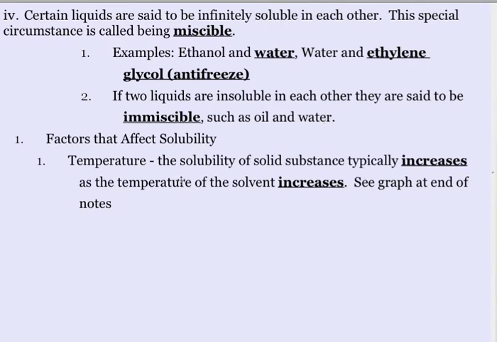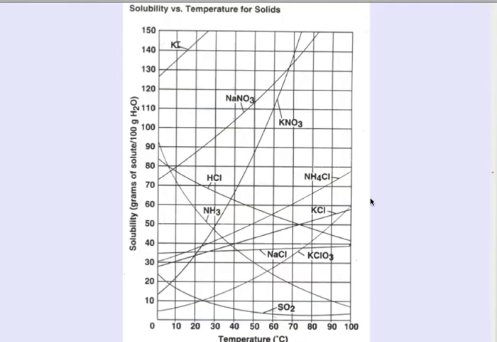There are some things that affect how soluble something is in something. We said before, temperature affects how fast something dissolves, but it also affects how much can be dissolved. Typically for solids, as your temperature increases, your amount of solute increases. There's actually a solubility curve, at the end of your notes, and it's in here.